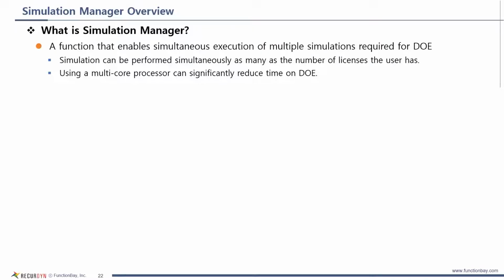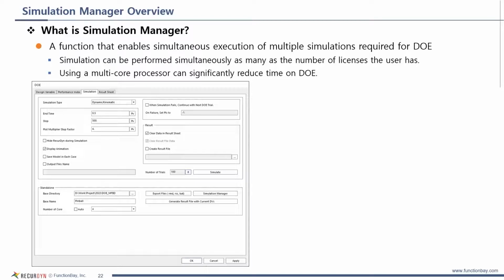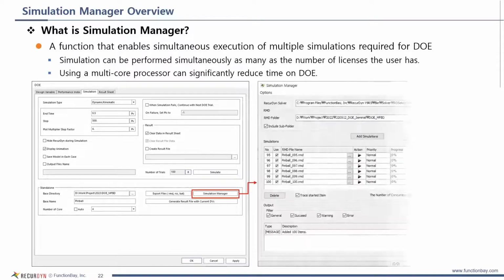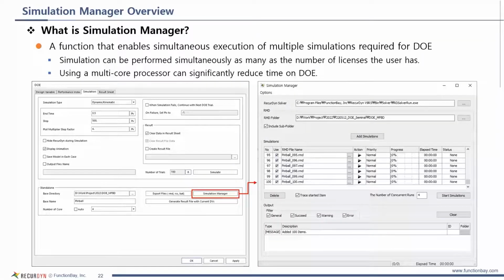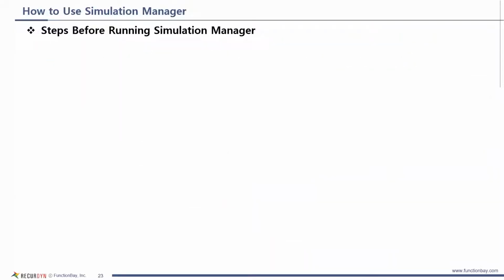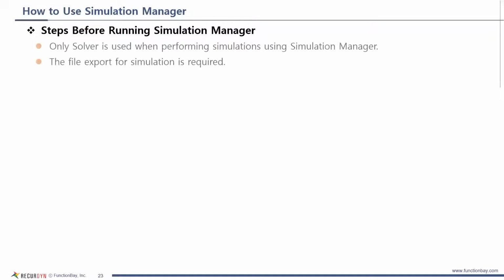You can open the Simulation Manager dialog box by simply clicking the Simulation Manager button. The details about the Simulation Manager dialog box will be explained later. First, there are necessary steps before running the Simulation Manager. Since the Simulation Manager uses only the server for simulation, you need to create the files necessary for the simulation in advance.